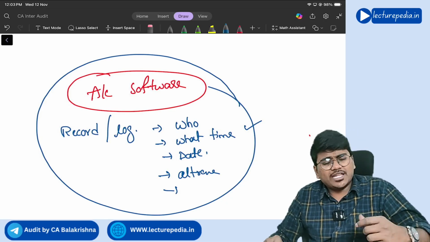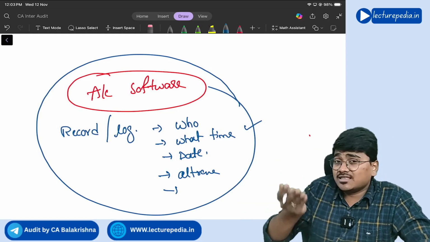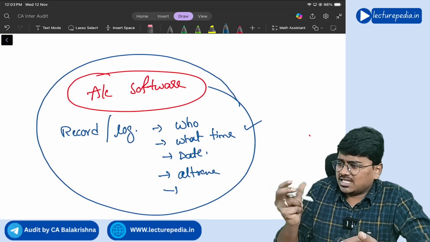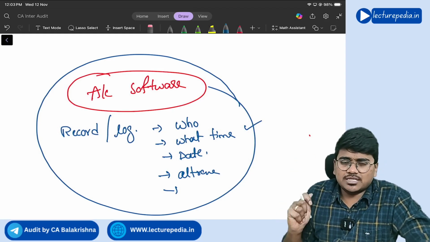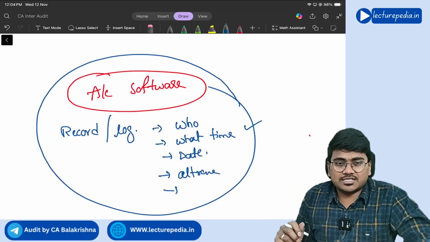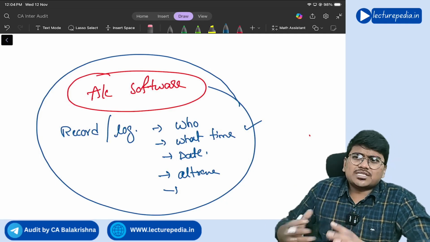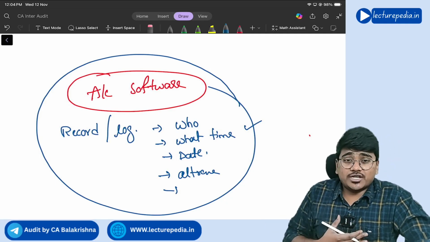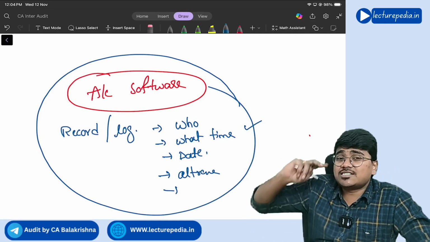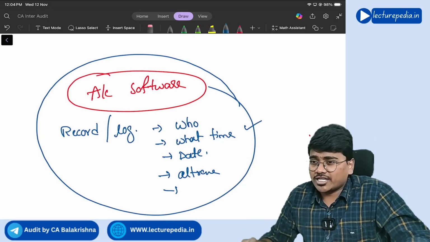Now if any particular transaction has been changed a lot of times, then there is a possibility that there can be some adjustment or some fraud that might have taken place in the transaction. So the auditor will focus more on those transactions, correct or not? Yes. So for all these purposes, audit trail will be useful for the auditor. He can basically track the history of the transaction with the help of this audit trail feature. Got it? Yes.